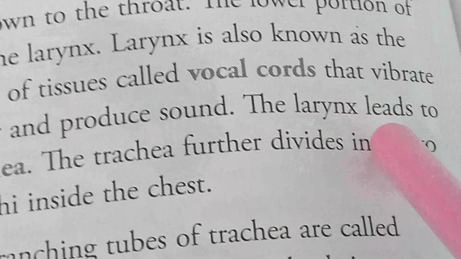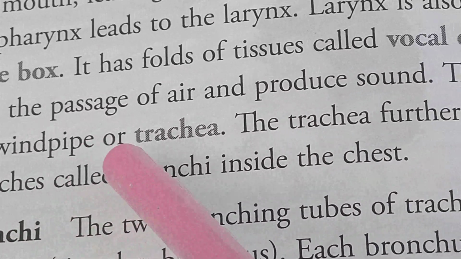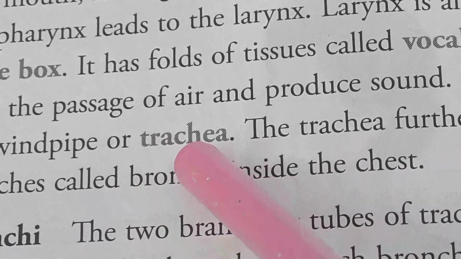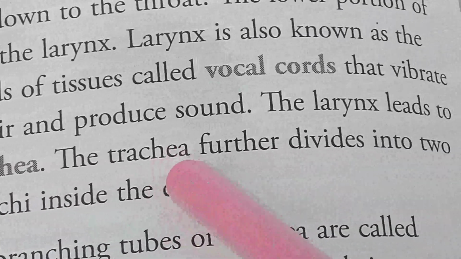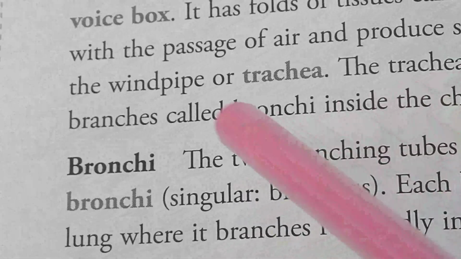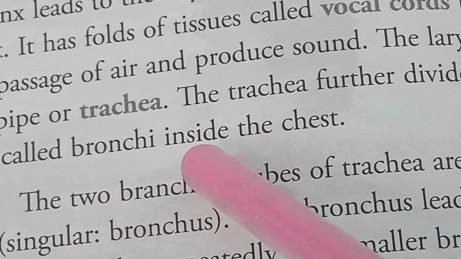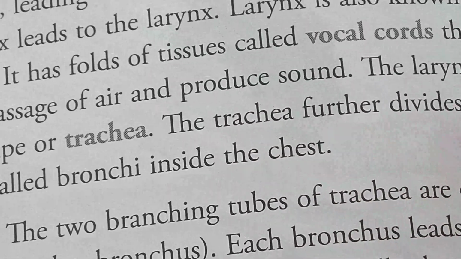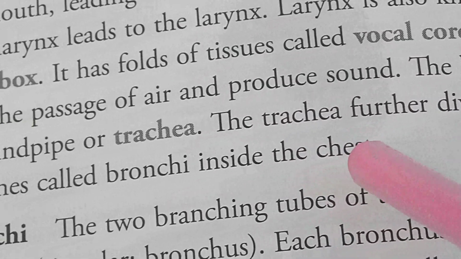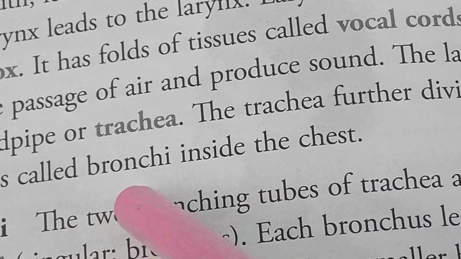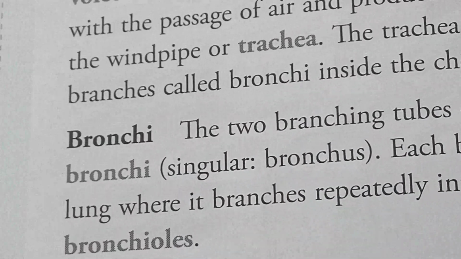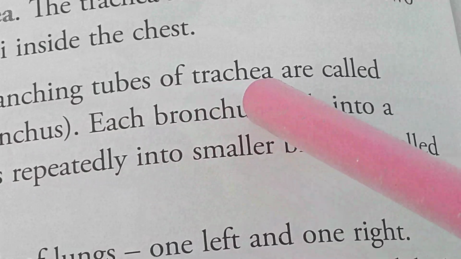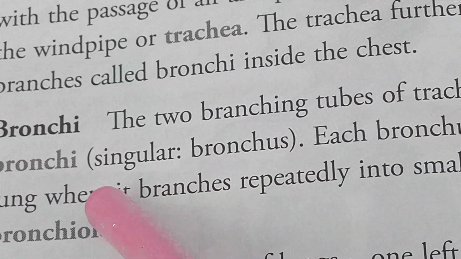The larynx leads to the windpipe or trachea. ये लैरिंग्स कहाँ तक एक्सटेंडेड है? अप टू ट्रैकिया और विंड पाइप. The trachea is further divided into two branches called bronchi inside the chest. तो आफ्टर दैट ट्रैकिया इज डिवाइडेड इनटू thin branches. इस branches को हम लोग क्या बोलेंगे? ब्रोंकी. The two branching tubes of the trachea are called bronchi.